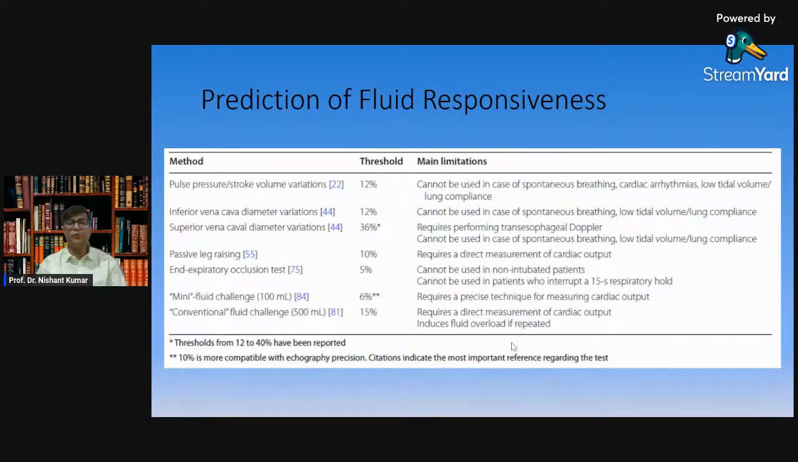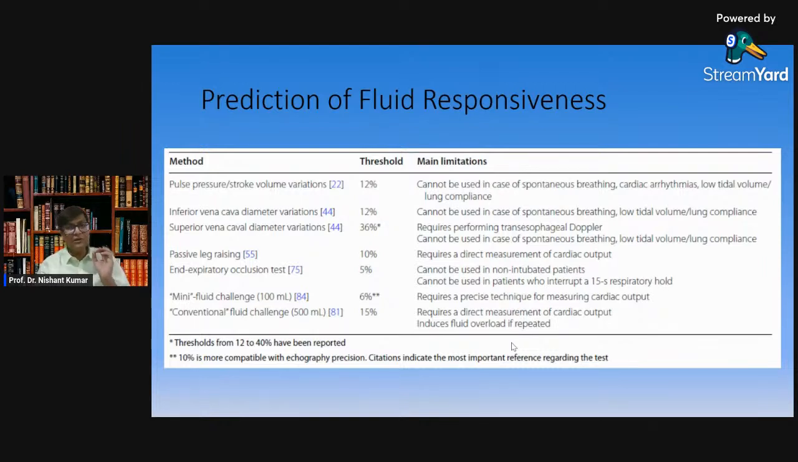So, prediction of fluid responsiveness. Always remember, please do not rely on static parameters. Static parameters are your CVP and capillary wedge pressure. Rather, you rely on pulse pressure variation or stroke volume variation. For that, you'll require the newest gadgets. You can use inferior vena cava diameter variation, so collapsibility and distensibility index. Again, there are certain limitations for these. You can even use SVC diameter variations.